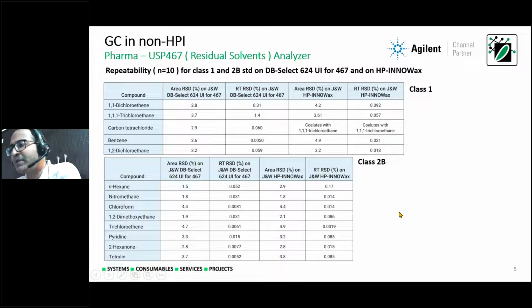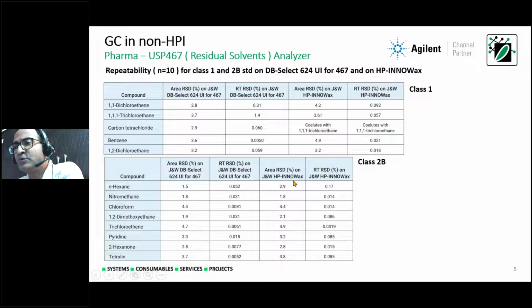But I'm sure you're not doing the analysis of only class 1 solvents. You probably are looking at class 2B, you are looking at class 2A, and therefore having those two columns, 2 FIDs hardware is really useful. Now, if we look at the class 2B case, we are once again looking at very tight relative standard deviations for the area, extremely tight relative standard deviations for the retention times on the 624 column.